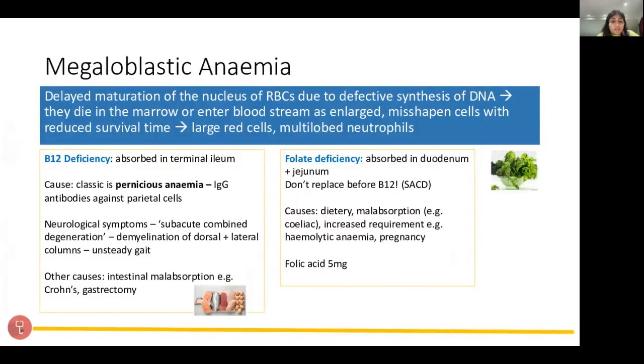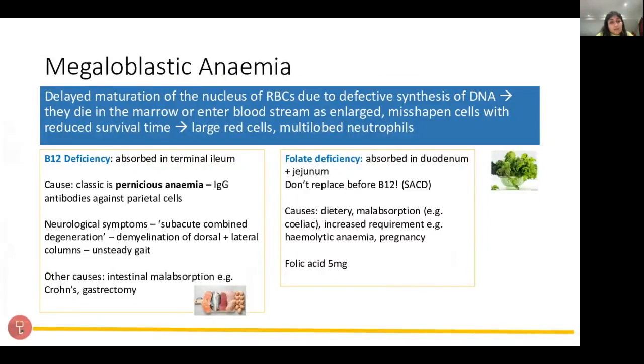But basically what happens when you've got these defective red blood cells is that they get a very reduced survival time. They're just not able to be present in the system for as long a period of time. And what you will see on a film, and I think I've got an example of this on the next slide, is you'll get these very large red blood cells because the MCV is big, and you'll often see multi-lobed neutrophils, which are basically just immature neutrophils within the circulation.